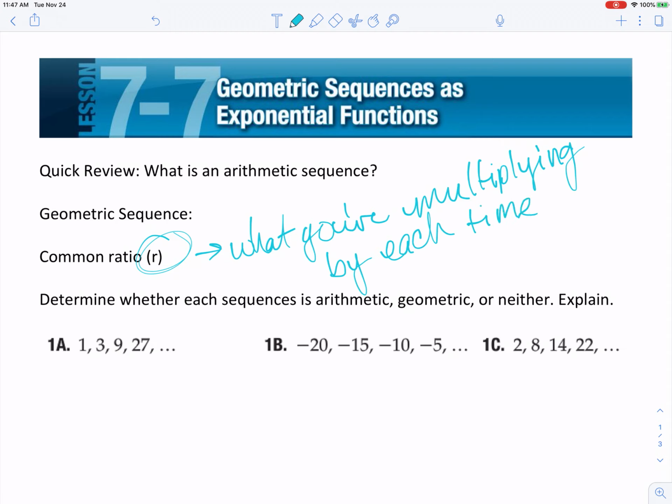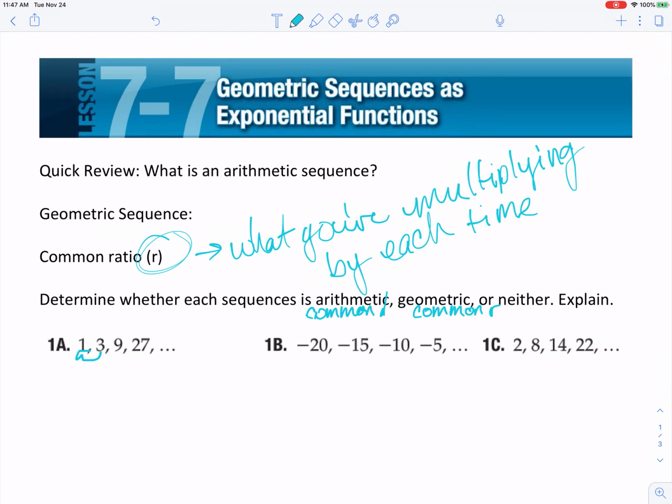So what we're going to do is first decide whether a sequence is arithmetic, geometric, or neither. I feel like the addition ones are easier to see, so that's where I always start. What you're going to do is take the second number minus the first number. If it's arithmetic, it has a common difference. If it's geometric, it has a common ratio. And if it doesn't have either one of those, then that's where it's neither.